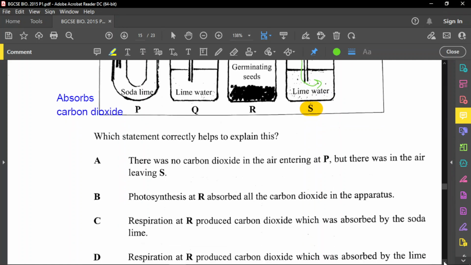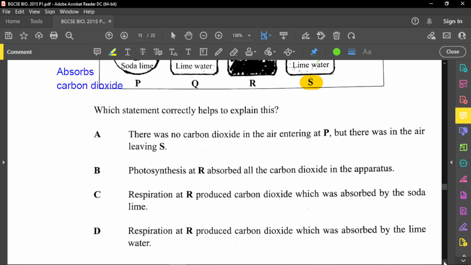All right, so it said there was no carbon dioxide in the air entering P, but there was carbon dioxide in the air entering P. So P here contains carbon dioxide, but what happened? The soda lime absorbed it. And it said carbon dioxide was in that leaving S, which is not true. All right, so photosynthesis at R absorbed all the carbon dioxide, which is not true because there's no photosynthesis taking place.